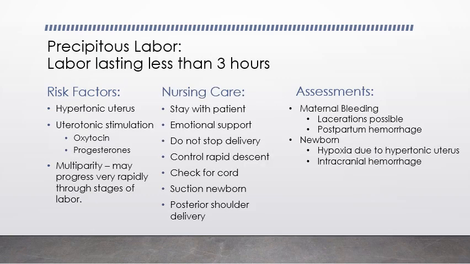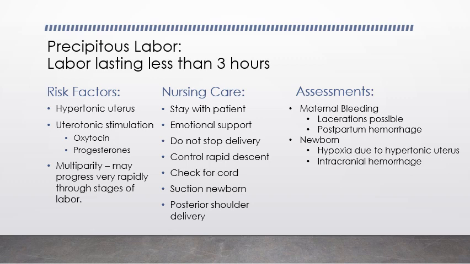The next labor complication is a precipitous labor, and that's a labor lasting less than 3 hours. You can see the risk factors on the left-hand side of the slide. The important thing to do is to stay with the patient. Things are moving very quickly, and you don't want a baby to be born without anyone there. So you stay with the patient and you call for help from the room. You want to provide a lot of emotional support.